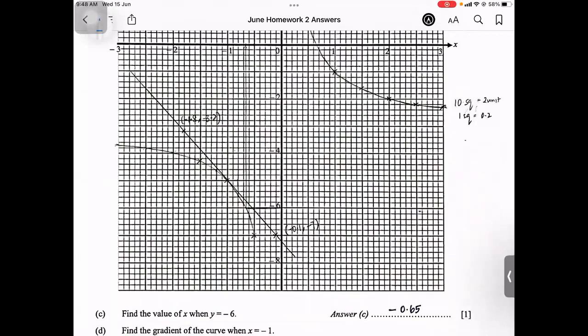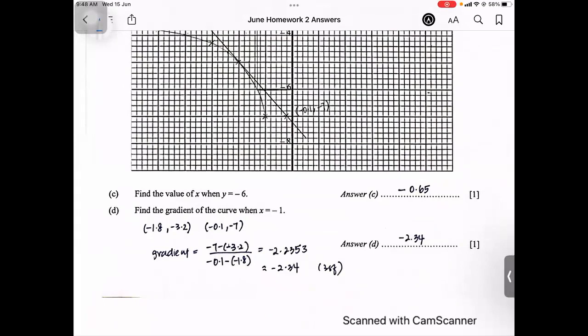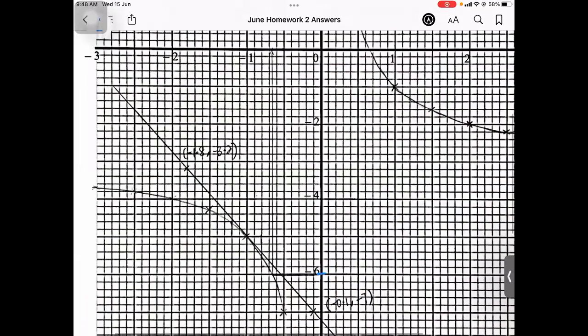Find the value of x when y equals to negative 6. So y equals to negative 6. Plug in the values, read from your graph.